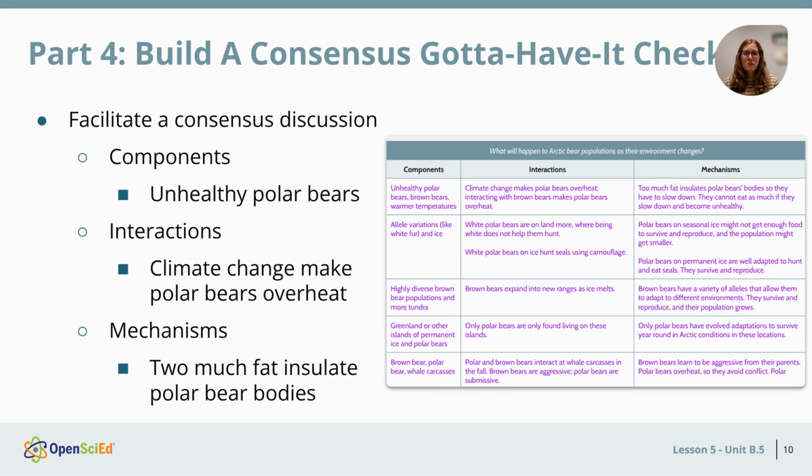So a couple examples for you. A component could be unhealthy polar bears. Interaction is what is making the polar bears unhealthy. That could be climate change is making the polar bears overheat. So we have unhealthy polar bears, and we've got climate change. And then what's that interaction between the two? And the mechanism is, why is that occurring? So the mechanism is that there's too much fat that insulates the polar bear bodies, making them overheat more easily.